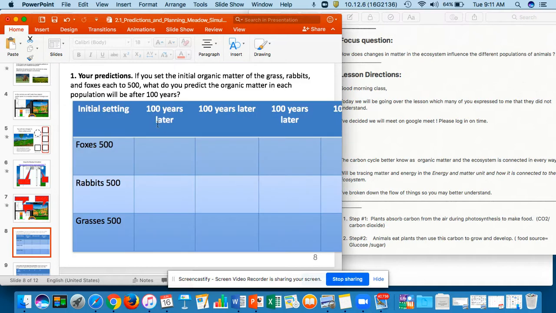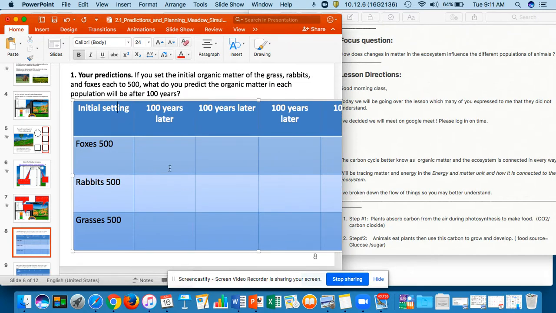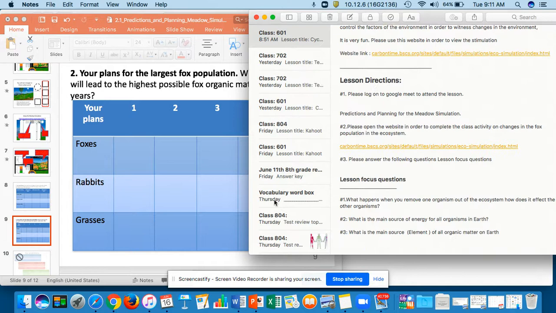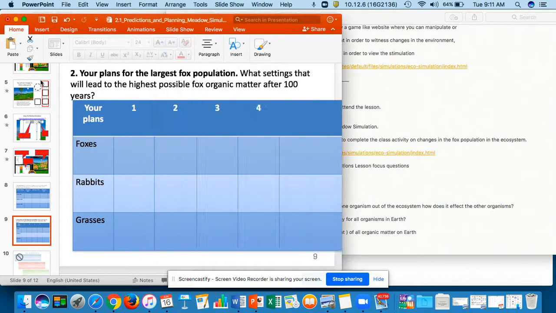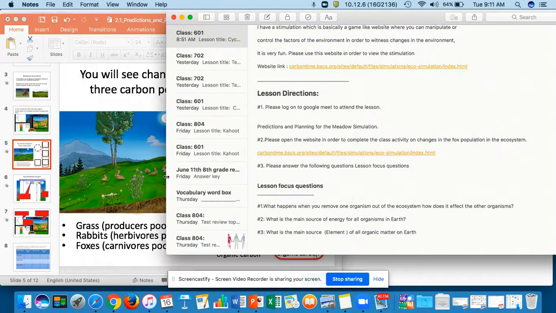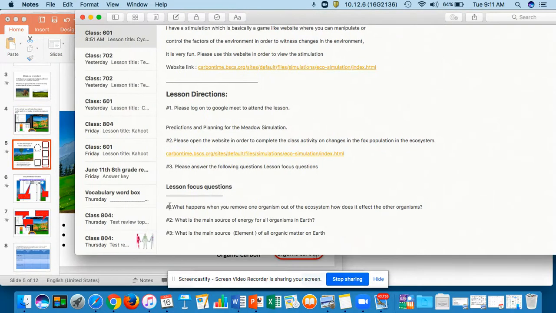So I changed my mind. I don't really want you to do this. I mean, you can fill out the box, you can make your predictions, but I know a lot of you expressed to me that you didn't understand. And if it's too hard and you don't understand, I'm not going to make everybody do it. But for the most part, I changed the lesson today. What I want you to do instead is answer these three questions. So after you look at the simulation, you can play around, you can see what happens. I'm going to do a little example for you. But after you see the simulation, you will answer these questions.